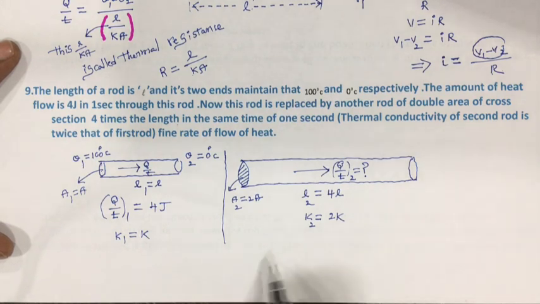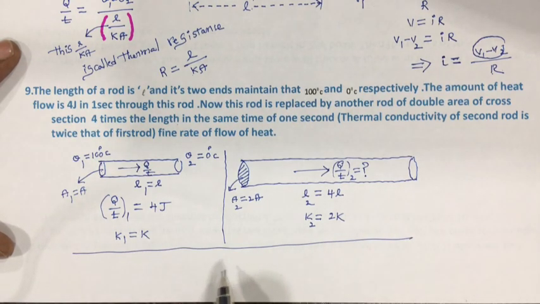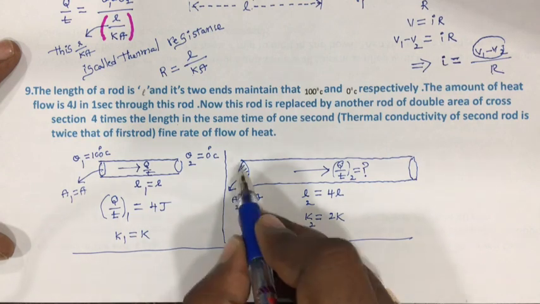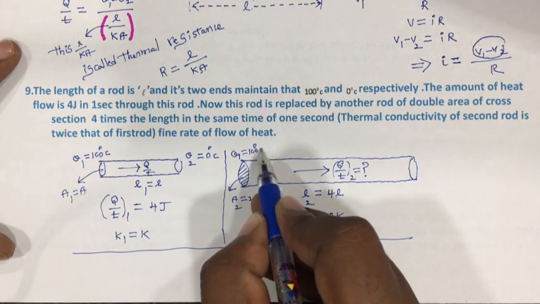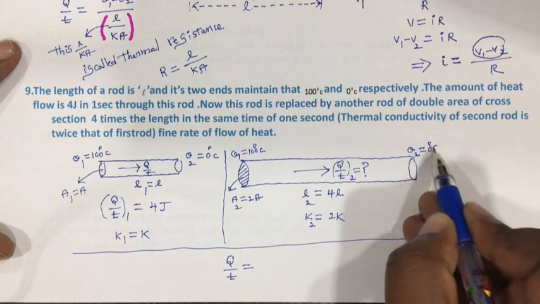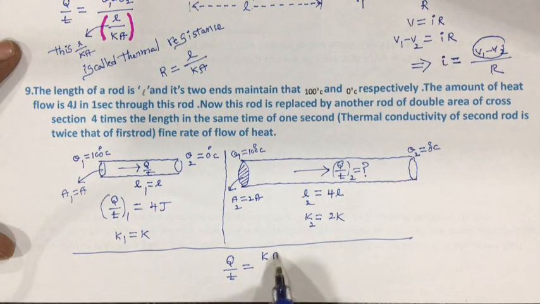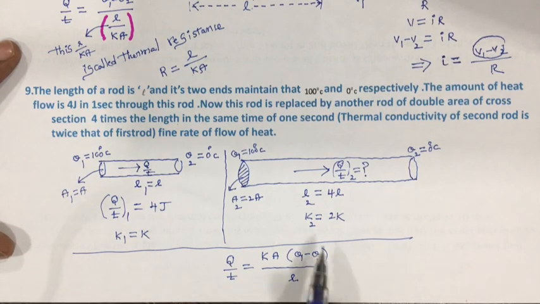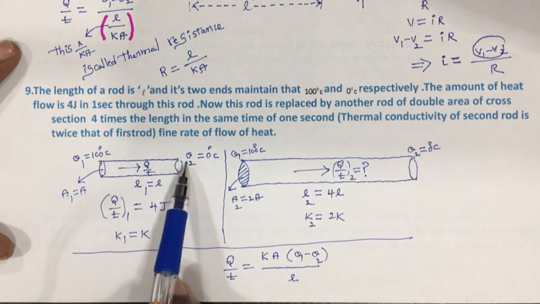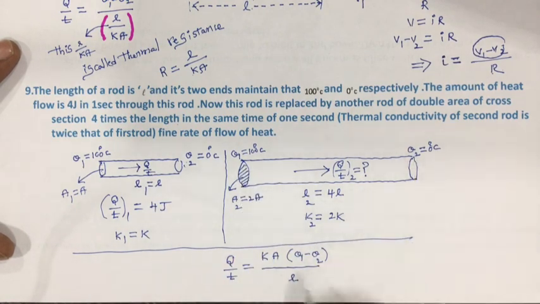Okay, the basic formula in this chapter is Q by T is equal to K A theta 1 minus theta 2 upon L. Here also the temperatures are same, 100 degrees Celsius, 0 degrees Celsius. ఈ ఫార్ములాలో ఈ రెండు డయాగ్రామ్స్లో టెంపరేచర్ డిఫరెన్స్ సేమ్. ఇక్కడ 100 డిగ్రీ సెల్సియస్ 0 డిగ్రీ సెల్సియస్, ఇక్కడ కూడా 100 డిగ్రీ సెల్సియస్ 0 డిగ్రీ సెల్సియస్. సో దిస్ ఈజ్ కాన్స్టెంట్. దీన్ని కాన్స్టెంట్గా టేకప్ చేయండి. ఈ ఫార్ములాలో ఇది కాన్స్టెంట్ అవుతుంది. ఓకేనా?